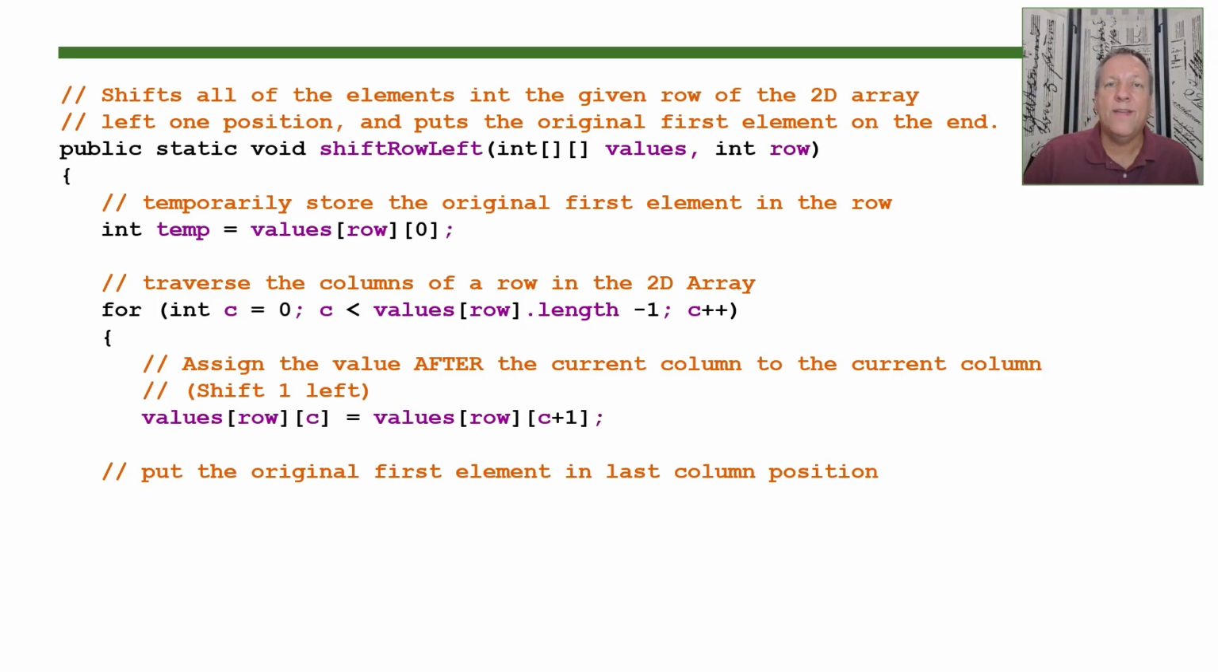Our assignment statement takes the value that is one column to the right of our current value, C plus 1, and assigns it to the current column that we are visiting. Using C plus 1 is the reason why we had to include a minus 1 in our loop's Boolean expression. And then finally, we put our original first element that we had stored in temp into the last column of the row that we've been shifting. And that does it. This will shift all the elements one position to the left and put the original first element in the last column.